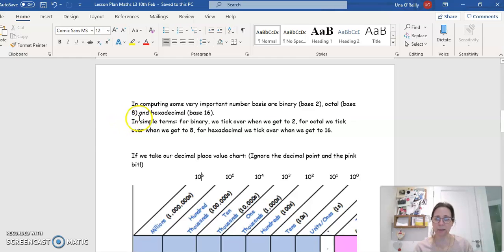Octal, which is base 8, and hexadecimal, base 16. Don't get too freaked out about this. We'll go through them slowly and hopefully you'll understand them by the time we're finished with it.